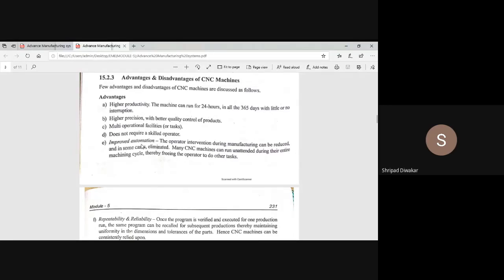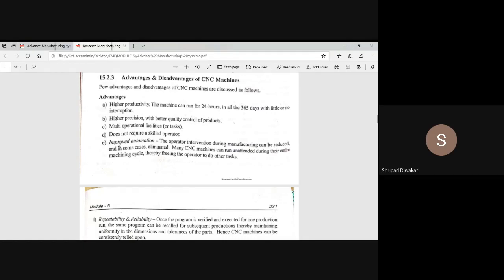Next, we can perform multiple operations at a time. Multiple operations means first we can do the facing operation, and then turning operation, and next thread cutting. All the multiple operations can be performed, but the main thing is we have to write the programs accordingly.